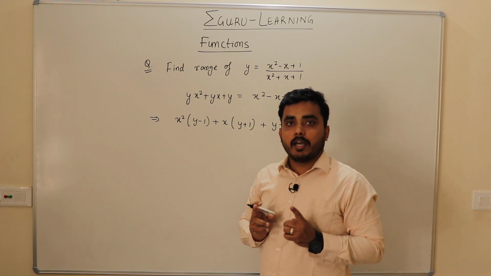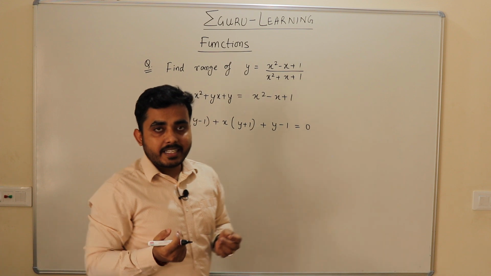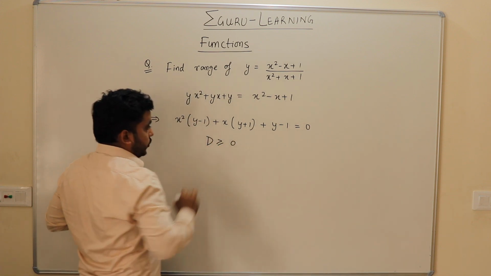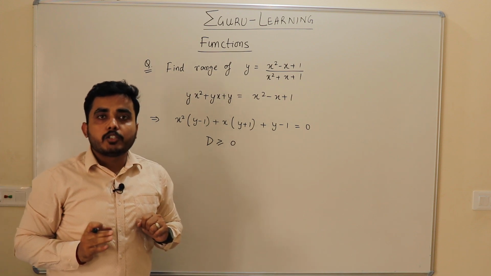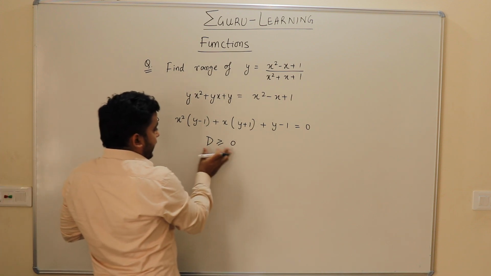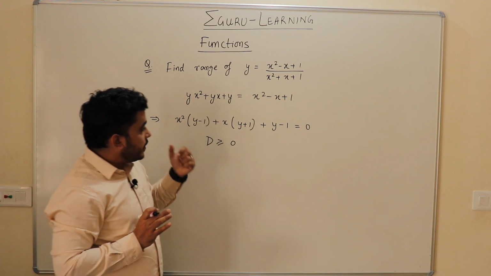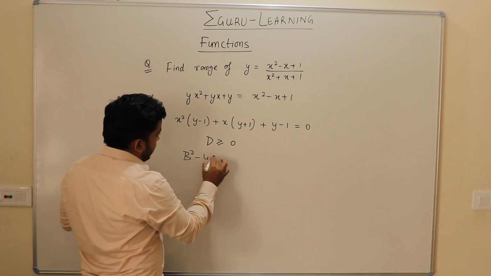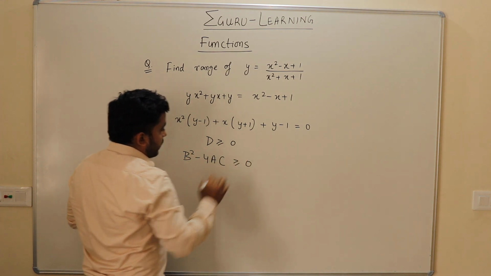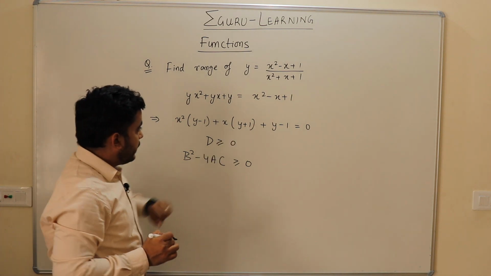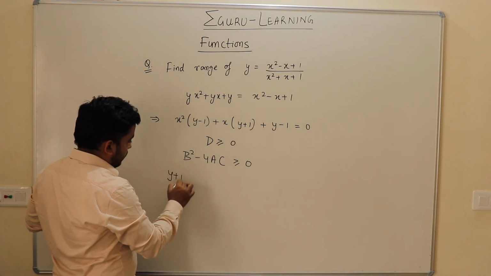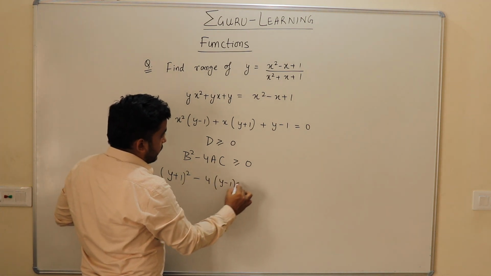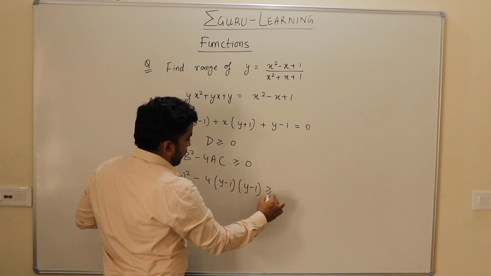Now, for this equation to have real roots, its discriminant should be greater than or equal to 0. The discriminant is b square minus 4ac, which should be greater than or equal to 0. The value of b is y plus 1, hence this becomes (y plus 1) square minus 4 times (y minus 1) into (y minus 1) square.